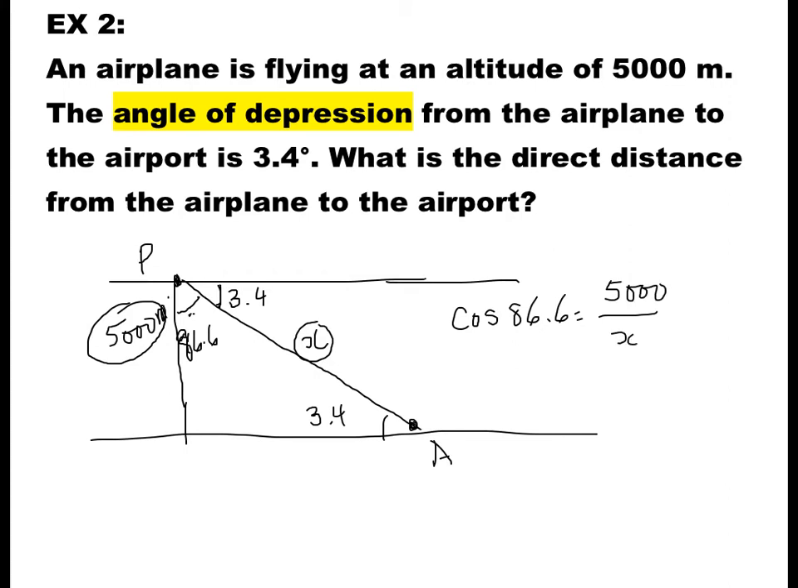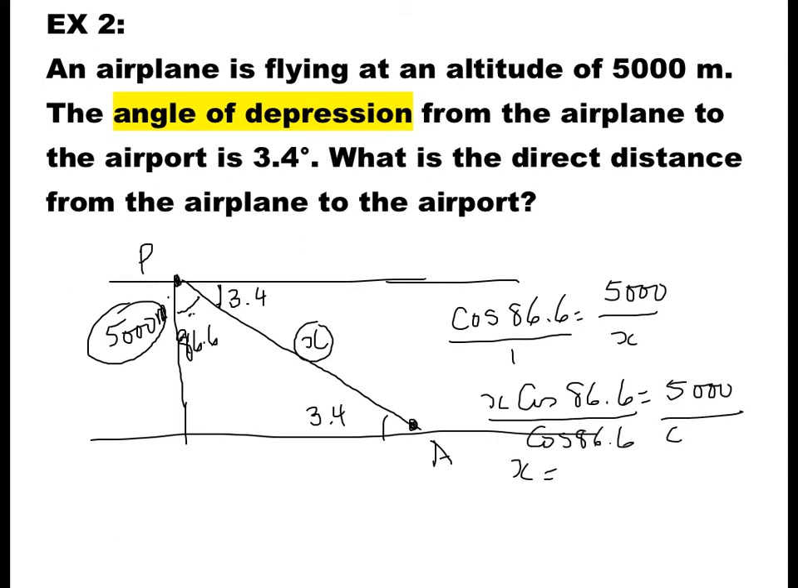Now I am going to crisscross. Remember, this one is divided by 1. So I'm going to get x cos 86.6 is equal to 5,000 times 1, which is 5,000. So I get x. I'm going to divide by cos 86.6 on both sides. I'm going to get x is 5,000 divided by cos 86.6, which is going to be about 84 kilometers.